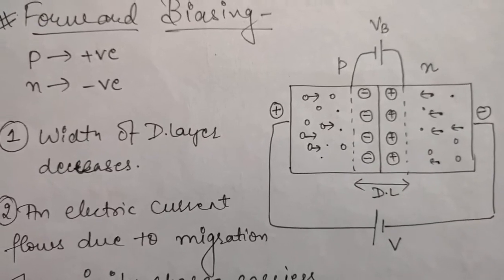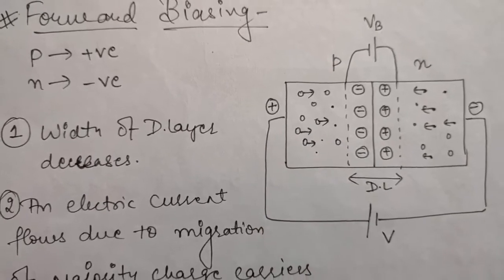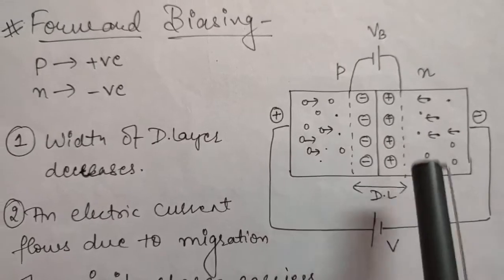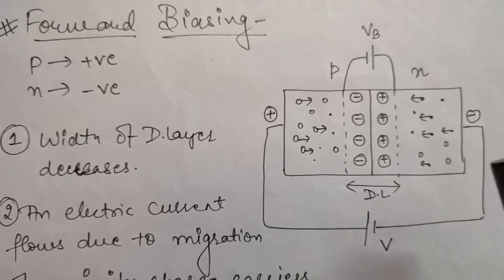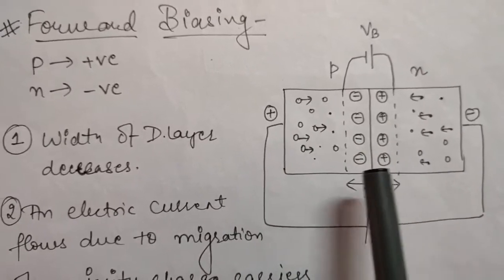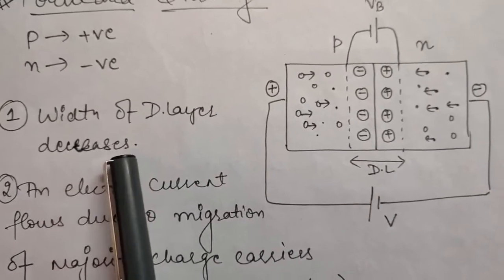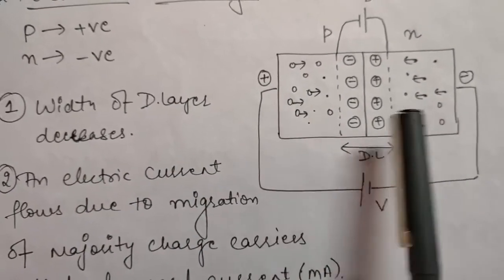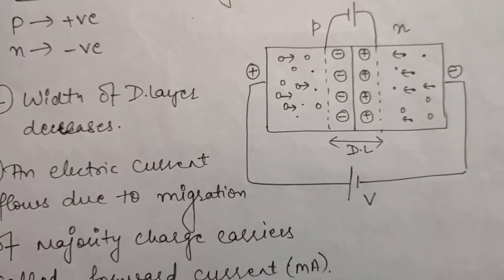Now as you can clearly see what is happening, these electrons and holes, as they are moving in opposite directions, they will push this depletion region. So the width of depletion region will decrease in forward biasing, because obviously you can see electrons are pushing it from here and holes are pushing it from here. So width of this depletion layer will decrease. So you can say width of depletion layer decreases in forward biasing. Okay. Now due to these majority charge carriers, a current will flow in the circuit which is called forward current.